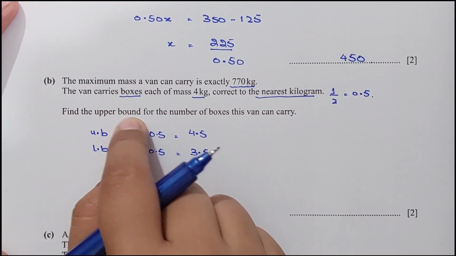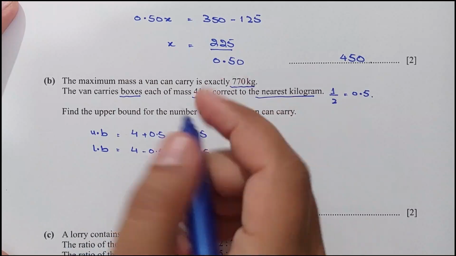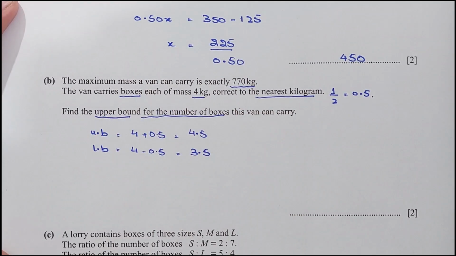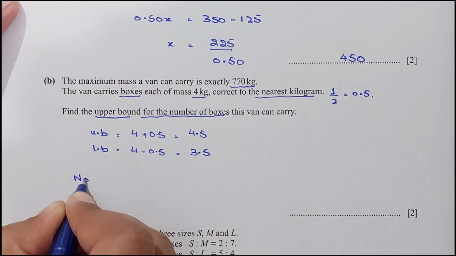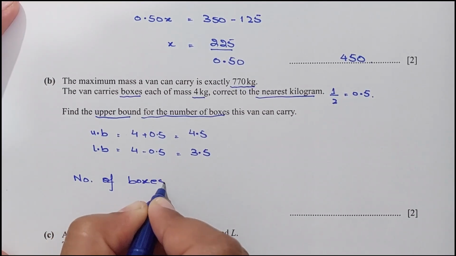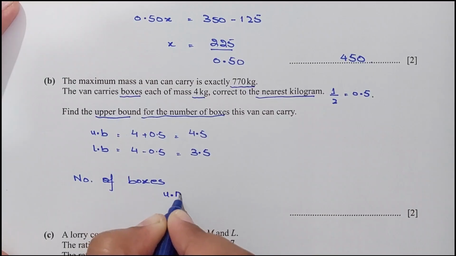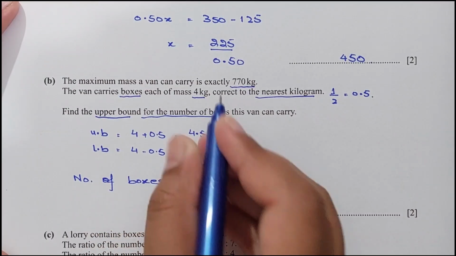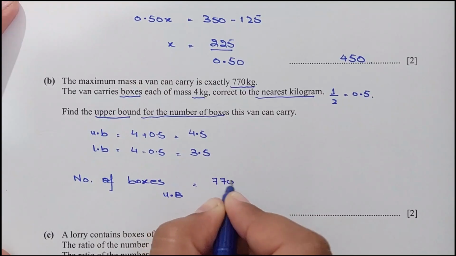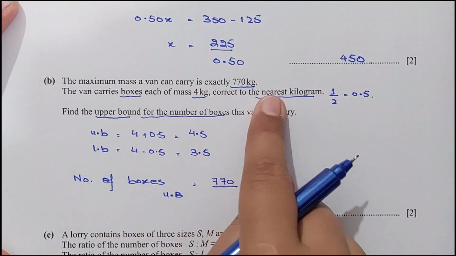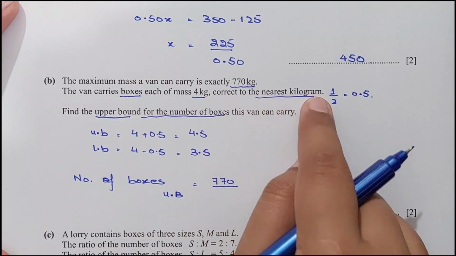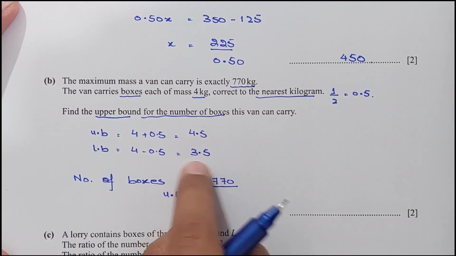Find the upper bound for the number of boxes this van can carry. The number of boxes, and we have to work for the upper bound. So we can say that the number of boxes the van can carry, upper bound, would be the total weight the van carries, 770 kilogram, divided by the weight of each box, which is 4 kilogram, correct to the nearest kilogram, so we can do upper or lower bounds.